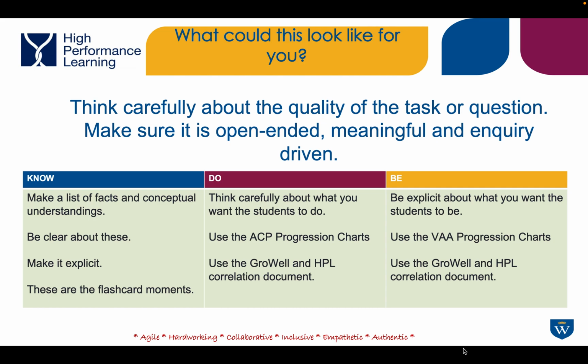Finally, do. So think carefully about what you want them to do. Use the progression charts. Use the GroWell and HPL correlation document that Amy made. Same thing for be. Be really explicit about what you want them to be. Look at the VAA progression charts and the correlation document and think carefully about those three things. What do you want the students to know, do, and be? And through that lens, you can pick your VAA, ACPs, and your GroWell standards.